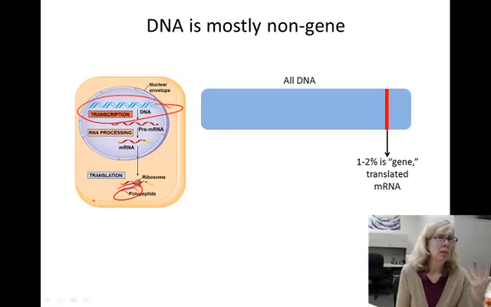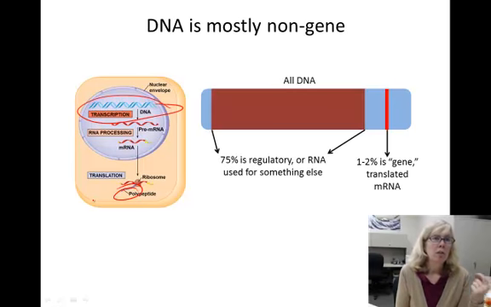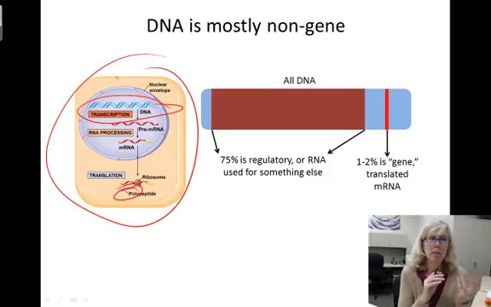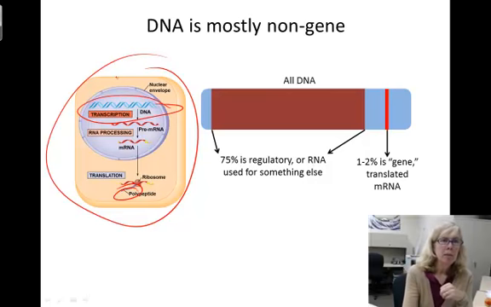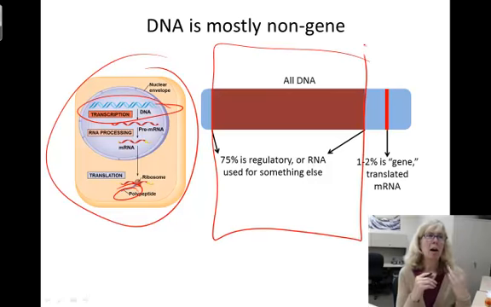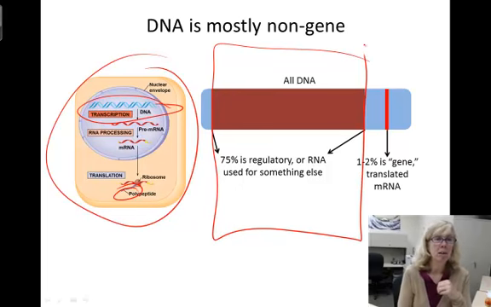The vast majority of DNA seems to be regulatory sequences that control genes, or sequences that transcribe RNA that is used for something else besides simply making a protein. So in our next lectures, we're going to talk about the traditional gene and how it makes a protein, but then we're going to expand that out to look at how complex the genome actually is and what some other mechanisms of regulating seem to be important in the DNA molecule.